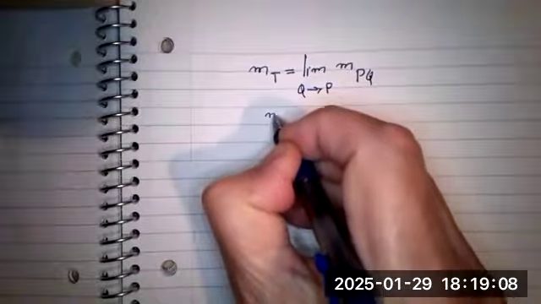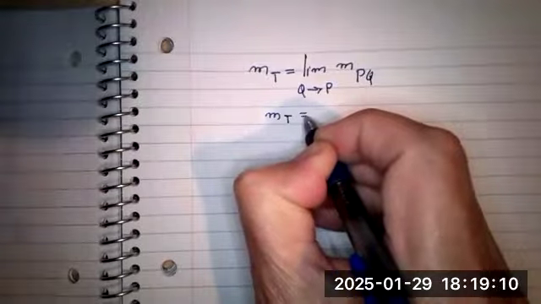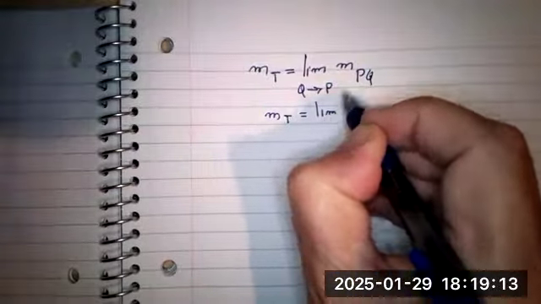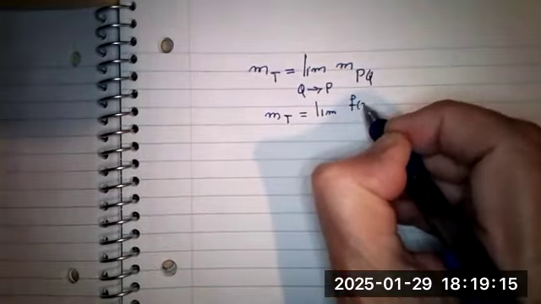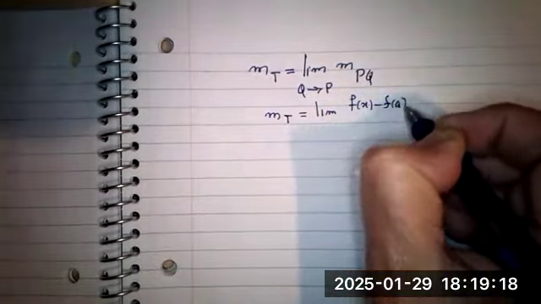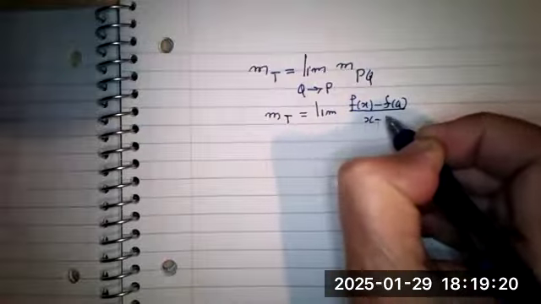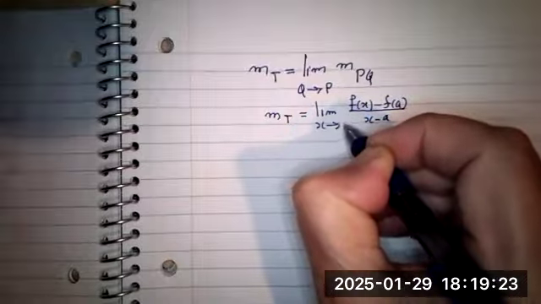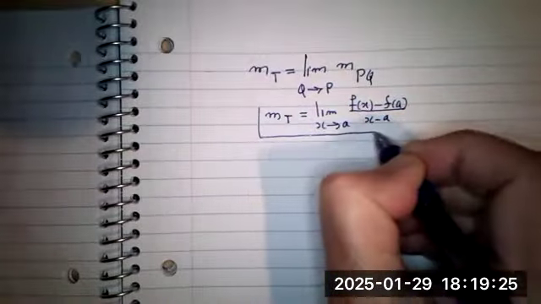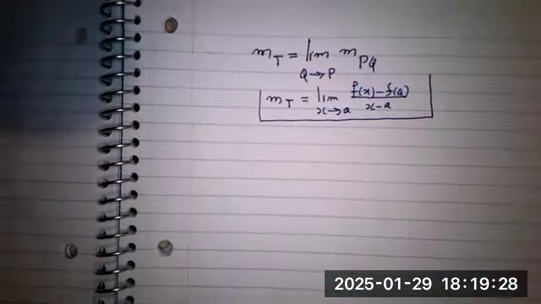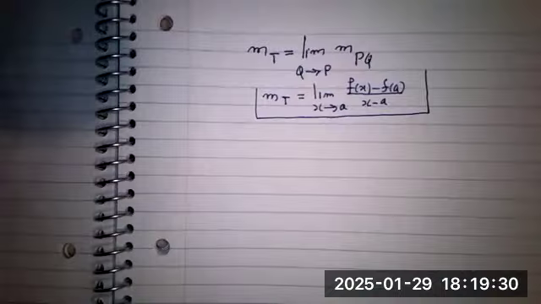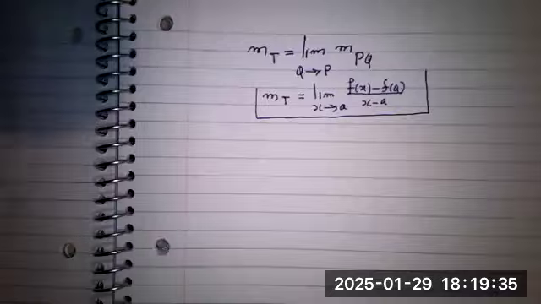Now, this means the slope of a tangent line is going to be equal to the limit of that quotient that we created: f of x minus f of a divided by x minus a, when x goes to a. That was the first time this idea of estimation was used in calculus. If you think about it, this is just geometry.